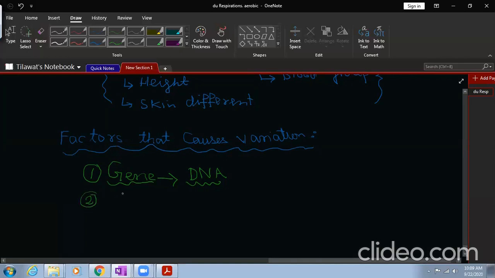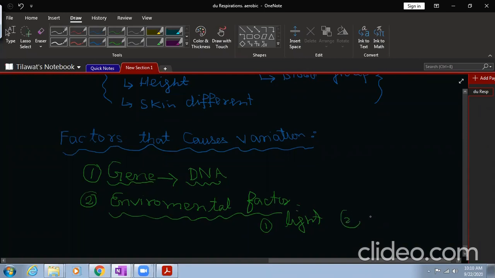Another factor for variation is the environmental factor. Environment includes habitat, light, nutrients. To which environment are my genes being exposed? That includes light, and even disease: which kind of disease a person is exposed to, more or less. That will bring variation.